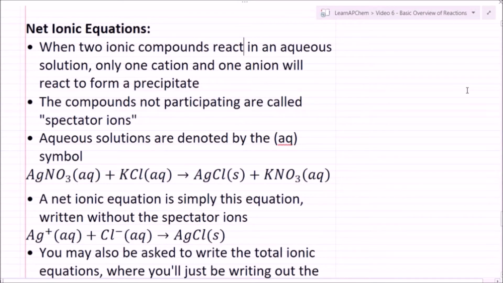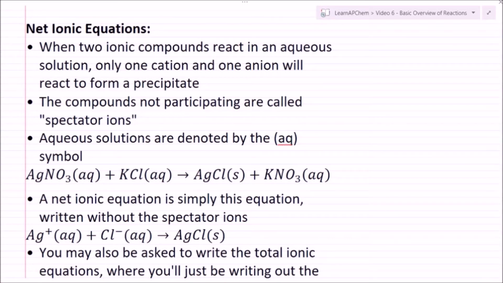Alright, so let's talk about net ionic equations now. When two ionic compounds react in an aqueous solution, only one cation and one anion will react to form a precipitate. So the ions that are not participating are called the spectator ions. And just note that aqueous solutions are denoted by the (aq) symbol. So in our first equation here we have AgNO3 (aq) plus KCl (aq) yields AgCl(s), which means solid. You might also see this, and these both mean that this is becoming a precipitate, and KNO3 (aq).